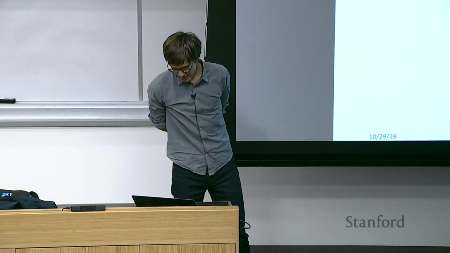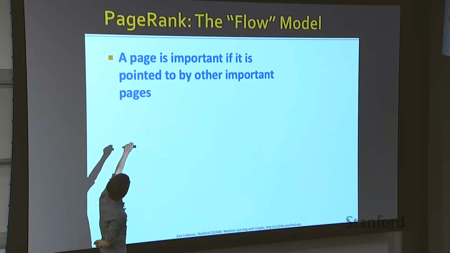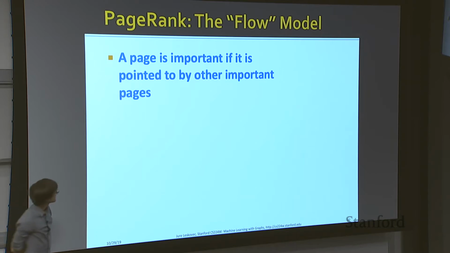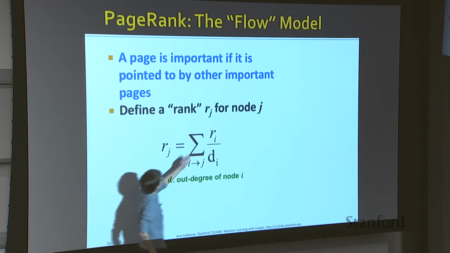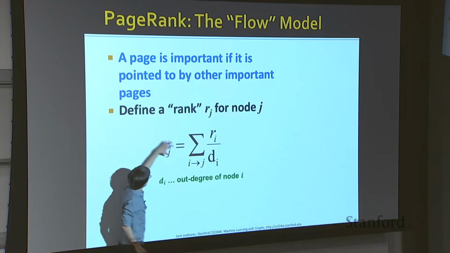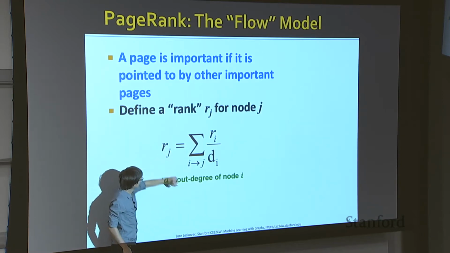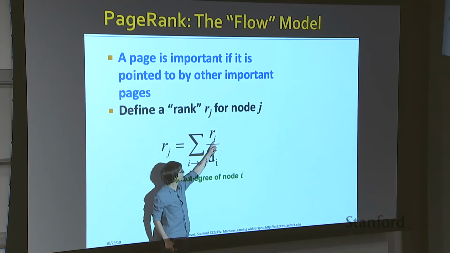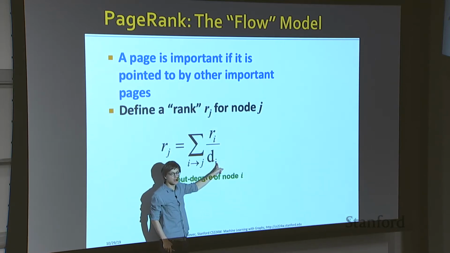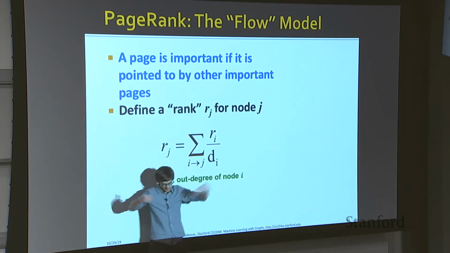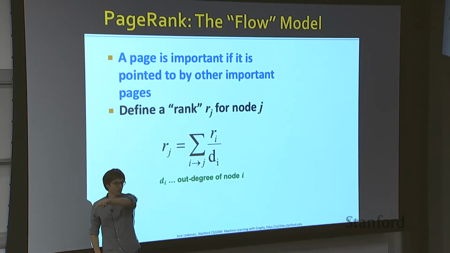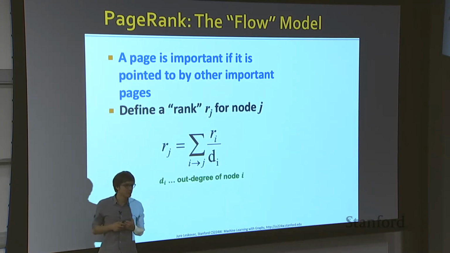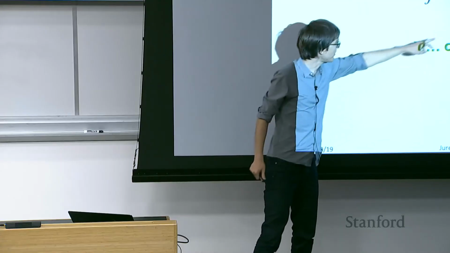So basically what we say is, a page is important if it's pointed to by other important pages. So the way we can now define the rank of a given page j is simply: my importance, if I'm j, is a sum over all the nodes i that point to me. I take their importance divided by their out degree and sum it together, right? I see who's a friend of myself. I ask them how important they are, how big an out degree they have. I divide, sum it up. That's my own importance, okay? Where d sub i is the out degree of node i.